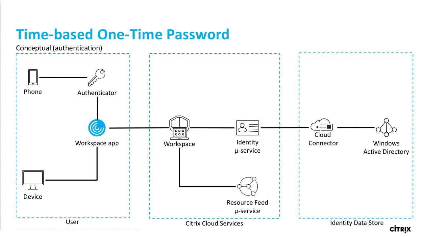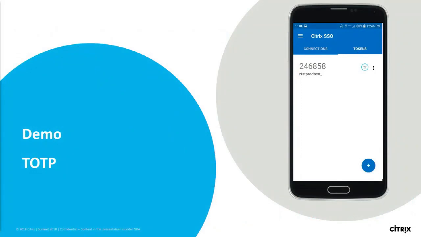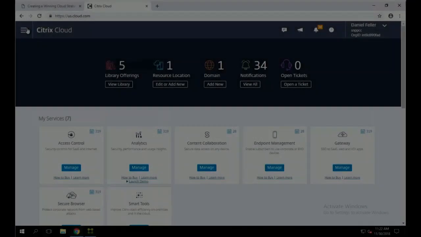And then once that's done, it talks to the resource feed microservice and then gathers all the resources that you're authorized to access. Which virtual apps and desktops, which SaaS and web applications are you authorized to access? So we'll take a look at how this actually works within Workspace app, or the Workspace environment.